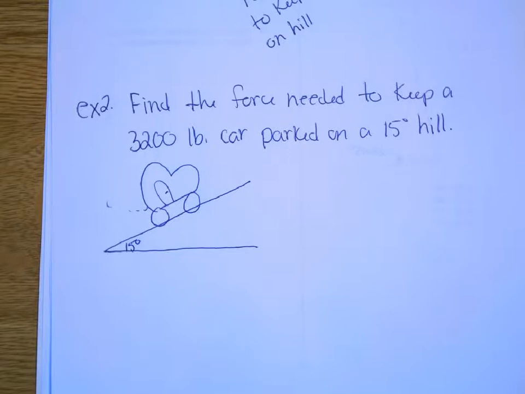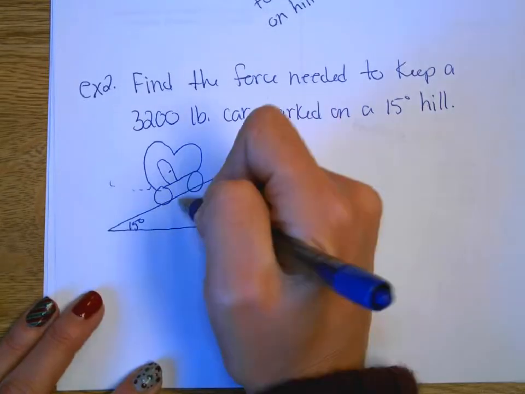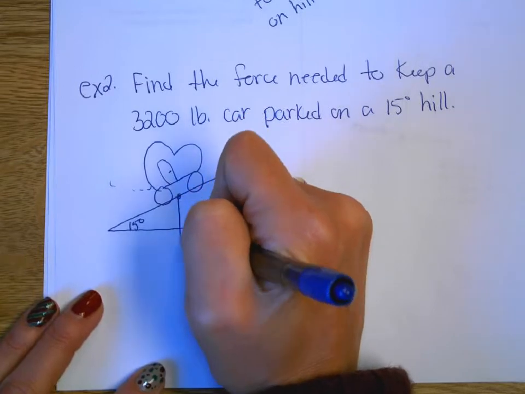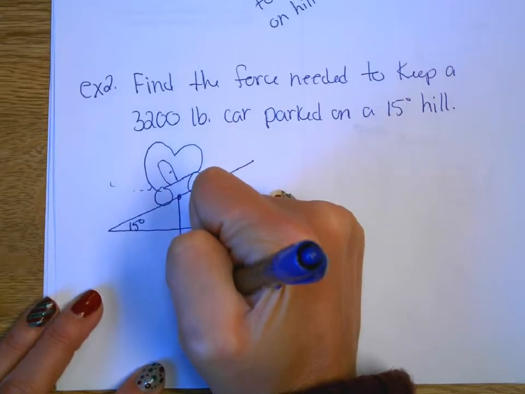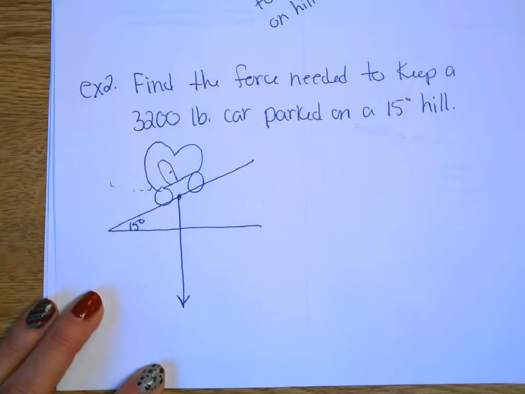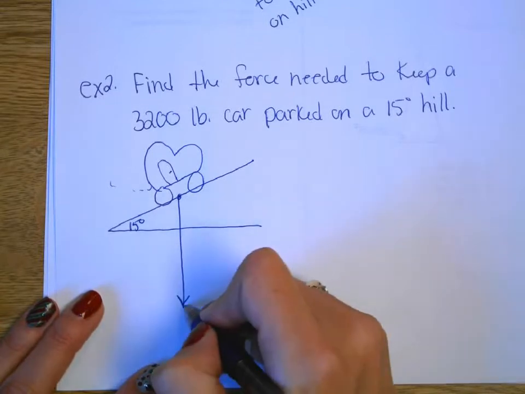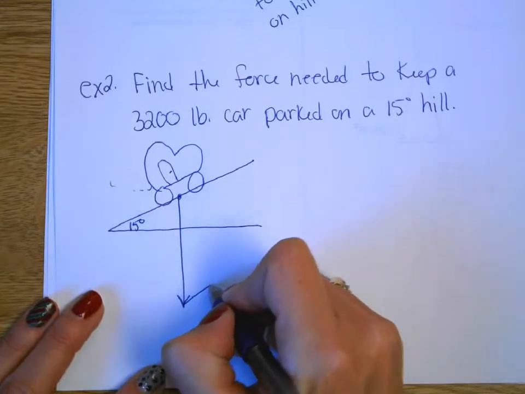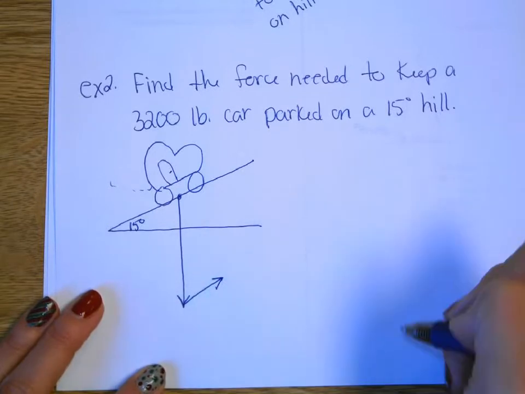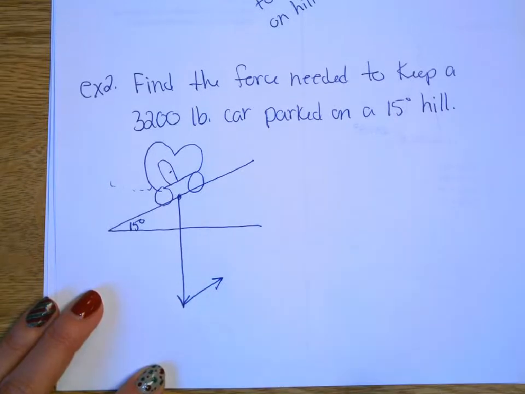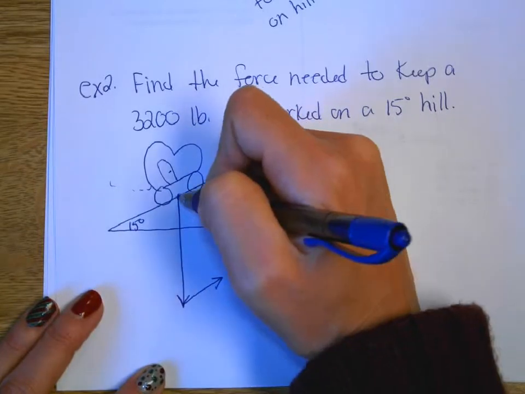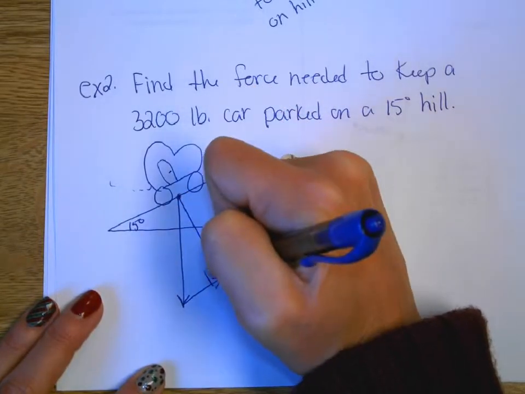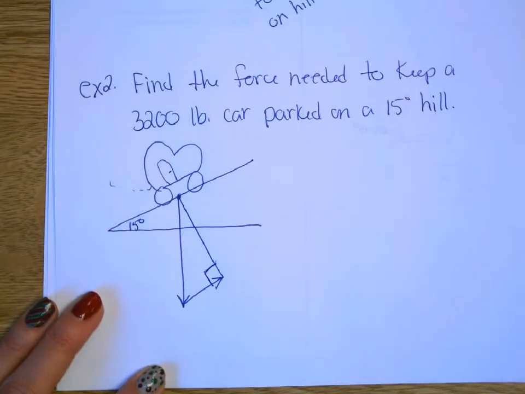So we want to know how much force is needed to keep it on the hill. Well, the two forces working are gravity pulling straight down, added to the force needed to keep it on the hill, which is parallel to the hill, and then the other side makes the right angle. Right angle's there every time.